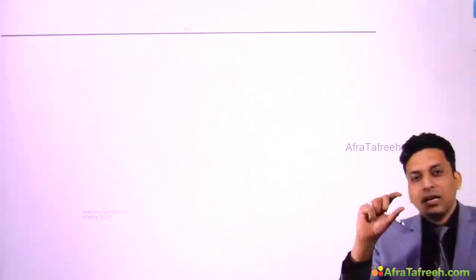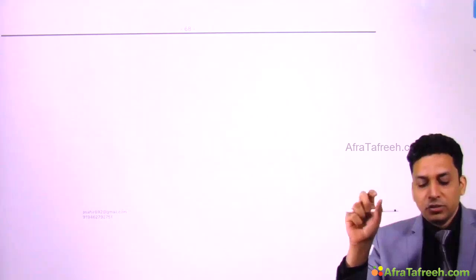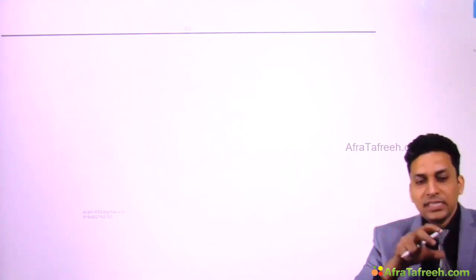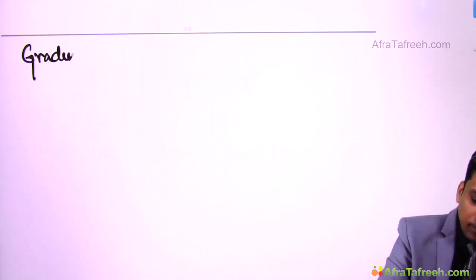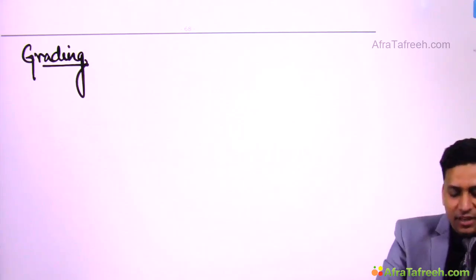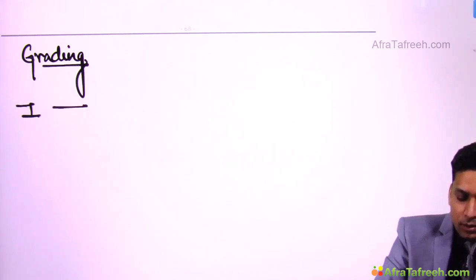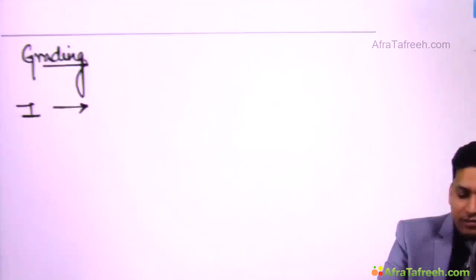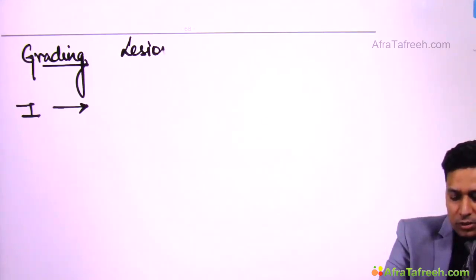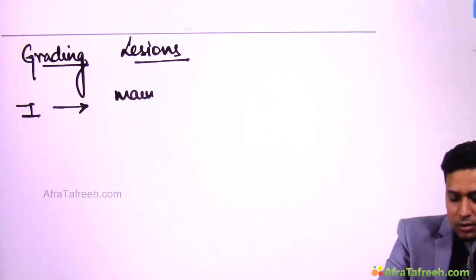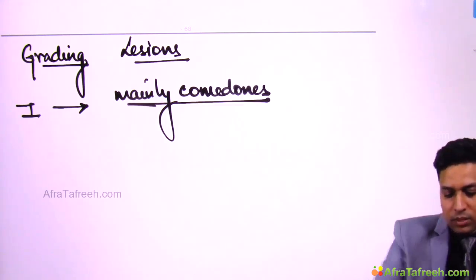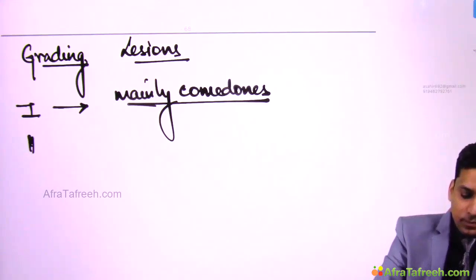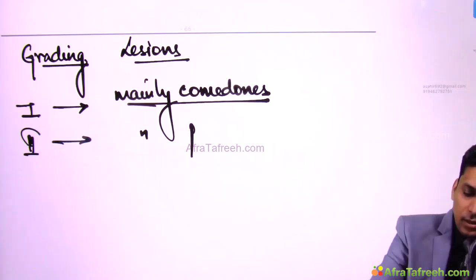Now, as I told you, there are multiple type of lesions. Lesions are polymorphic. So depending on the type of lesion which is mainly present in the patient, you can grade them. Okay, so this is the grading of acne. So there are different grades like grade 1. Now we call it grade 1 if the lesions are, so you have to look at the lesions. If the lesions are mainly comedones, it is grade 1. If the lesions are mainly papules, it is grade 2.